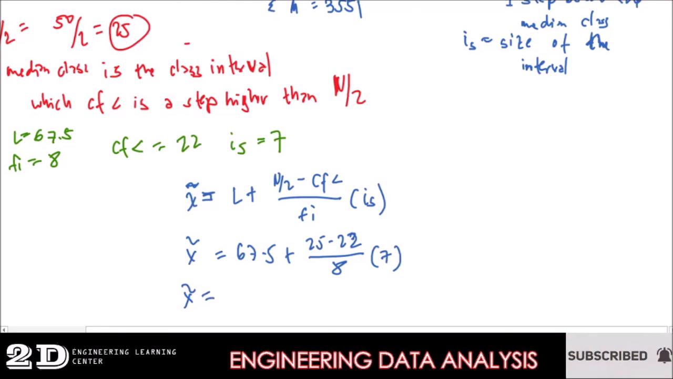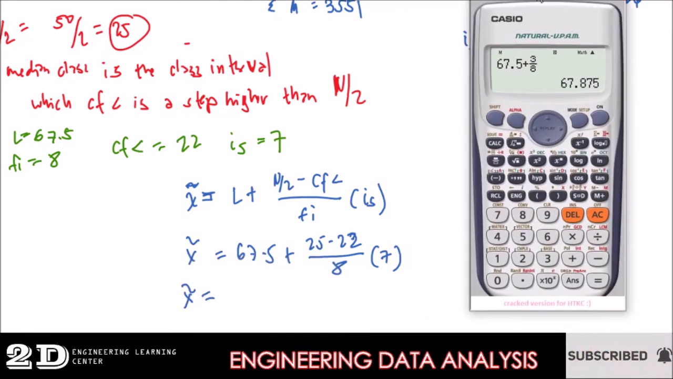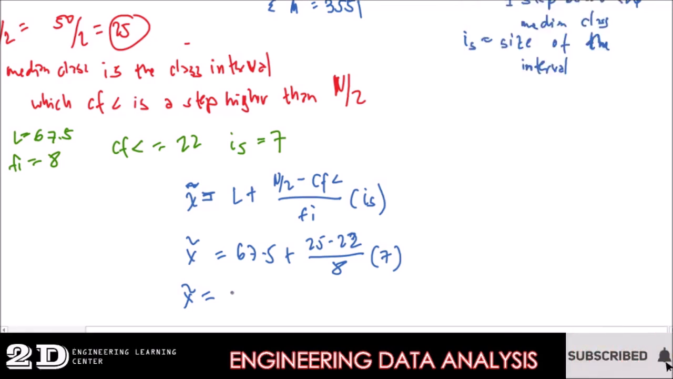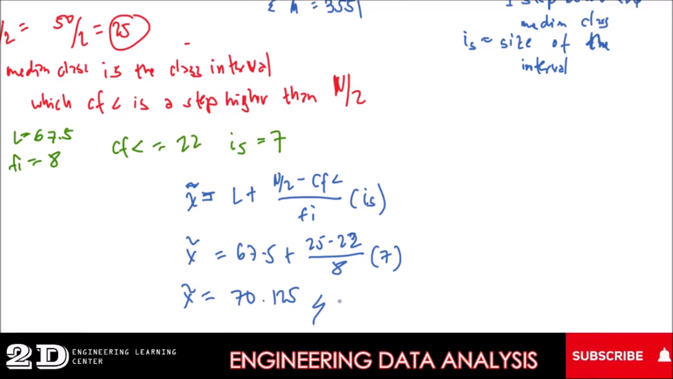Okay, if you are going to use a calculator, we have 67.5 plus 25 minus 22 over 8 times 7, and this will be equal to 70.125. Okay, our median is equal to 70.125, and that is now our answer. So that is how you are going to get the median of grouped data.